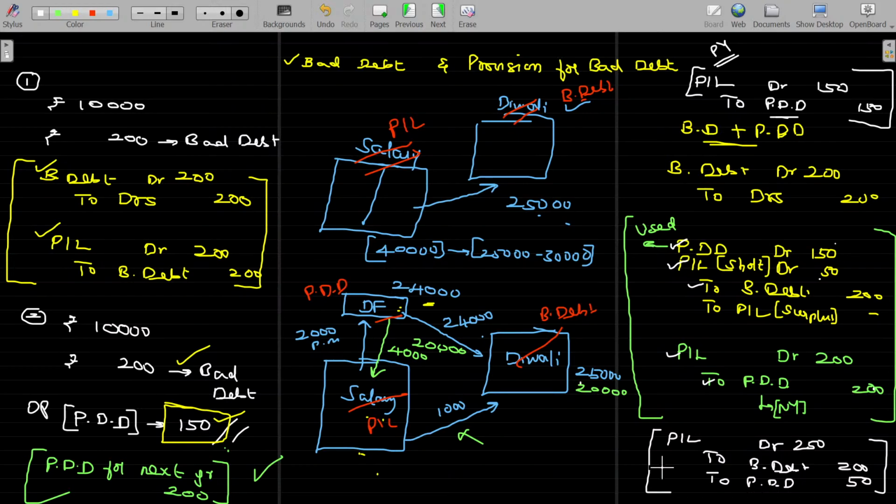While using the previous year's PDD for adjusting the current year's bad debt, it may not match. If it is not matching, think whether it's a surplus or shortage. If it is a shortage, the shortage is debited to the P&L account. If it is a surplus, credit to the P&L account. Usually, the usage and the next year's requirement, both entries are passed together as a combined entry. You have to understand this logic. So for the second category, bad debt with the PDD, you have to pass these two entries. The second entry is the combination of these two entries, right? Make a note of it.